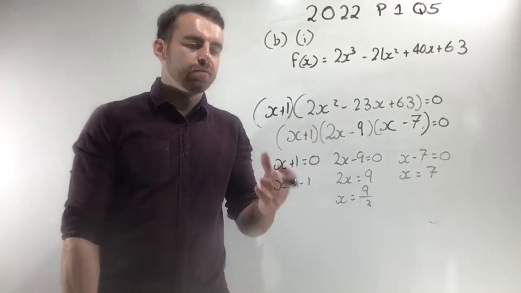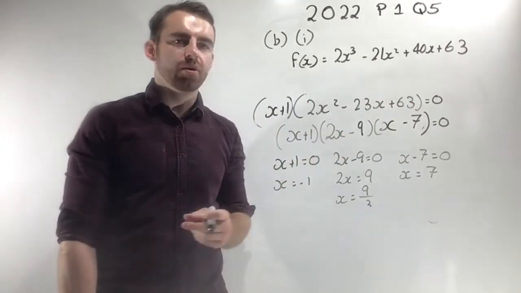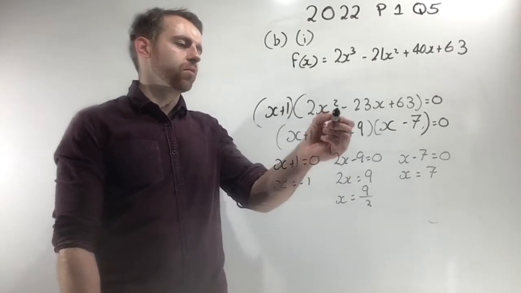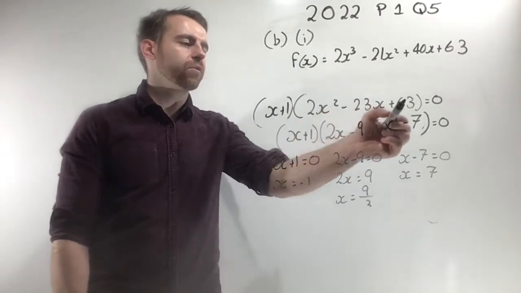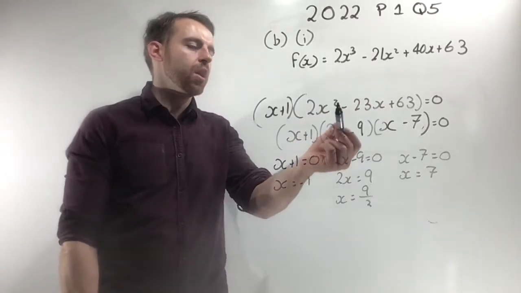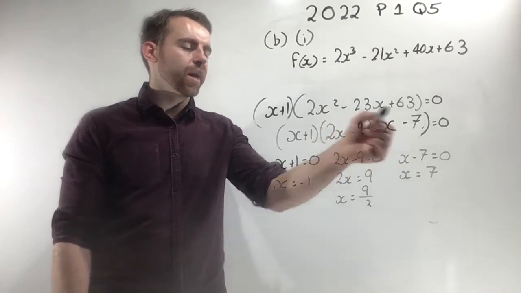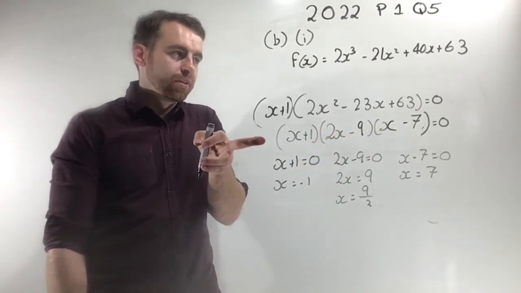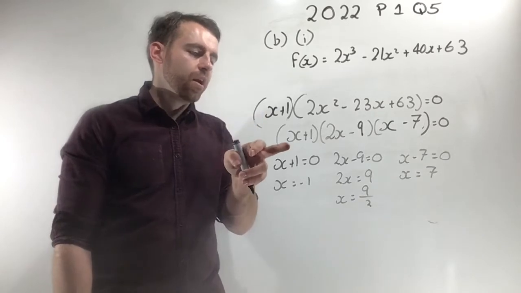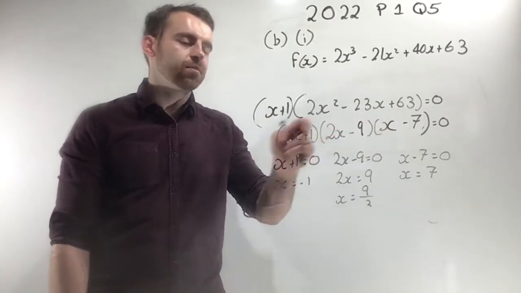And I want to solve this now. I want to let this equal to 0 and find the three roots. So what I've done is factorize the quadratic. If you factorize your quadratic, whatever method you're using, you end up with 2x minus 9 times x minus 7. So the three factors of the original f of x are x plus 1, 2x minus 9, and x minus 7.